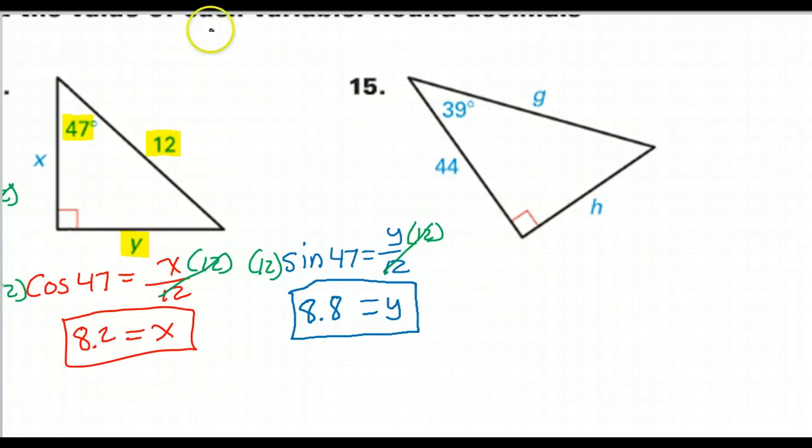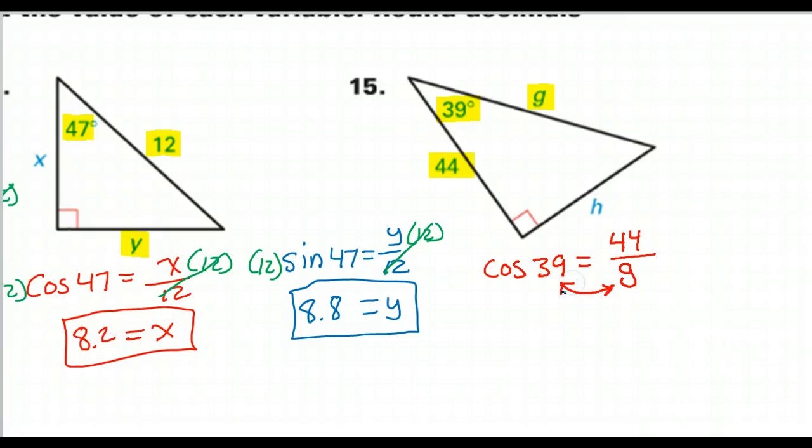Number 15. Let's say if I want to find g. Of course I have to use the 39 and the 44. Well, that's all about adjacent and hypotenuse, so that's the cosine function. So I will do cosine 39 is equal to 44 over g. When the variable is in the denominator, I reverse in this way. So that's going to give me g is equal to 44 over cosine 39. That's 56.6.